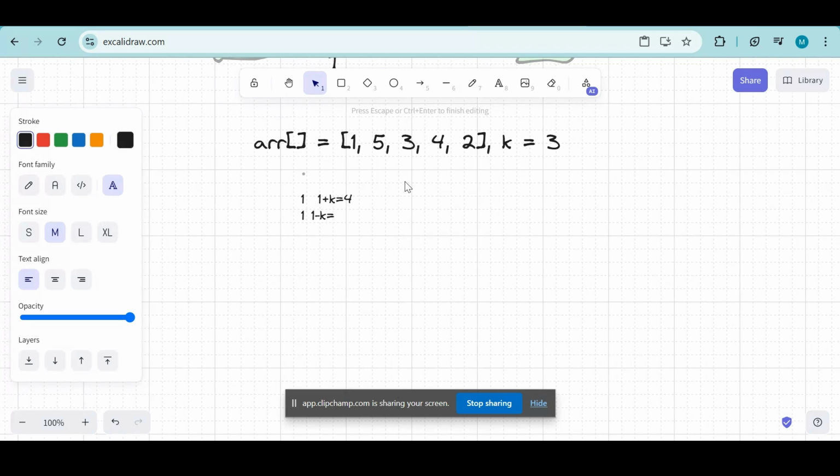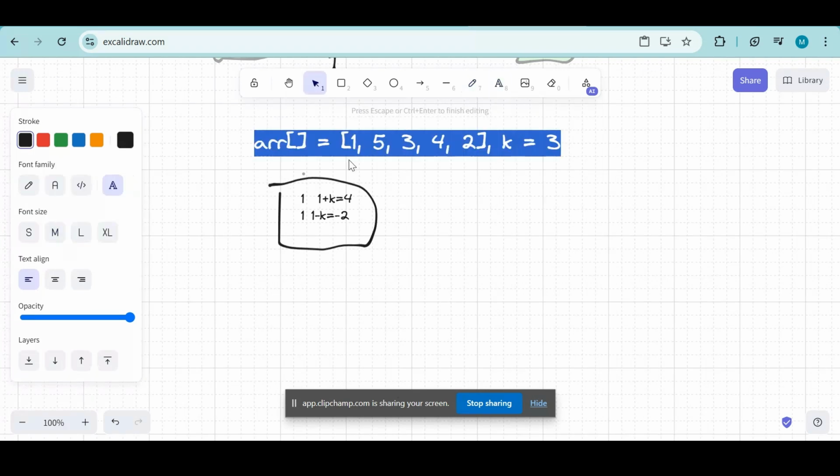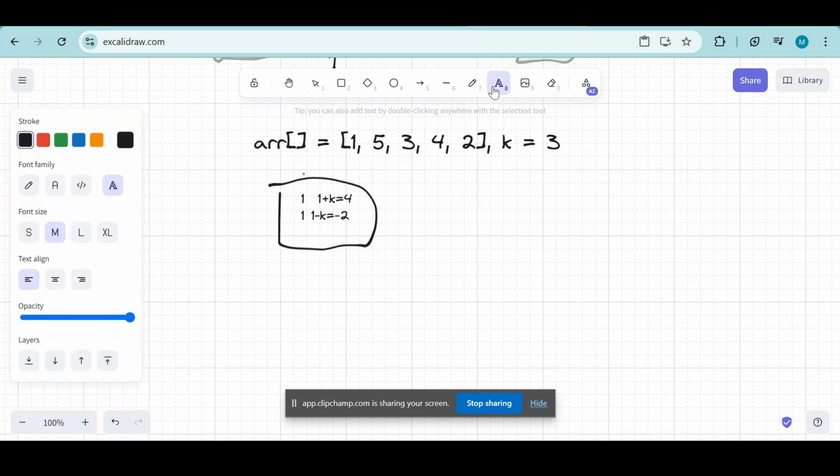So 1 minus 3 is minus 2, and minus 2 is not present, so this cannot be counted as a pair. Let's discuss the solution of this example keeping this point in mind. The number 1 has a number k distance forward, that is 4, so this can be counted as 1. For 5, 5 minus 3 is 2, and 5 plus 3 is 8, but only 2 is present, so it is counted only once.